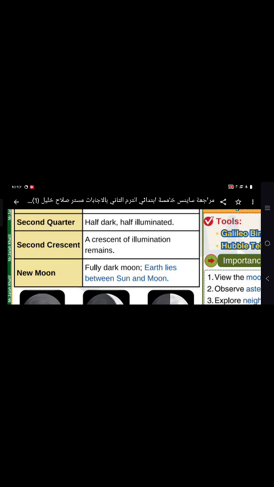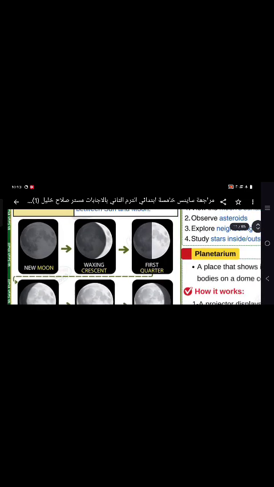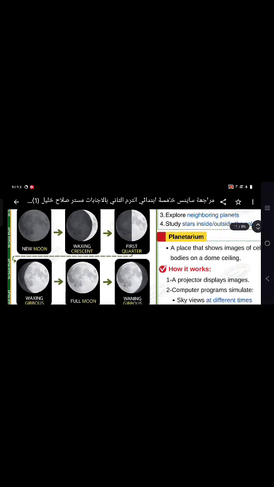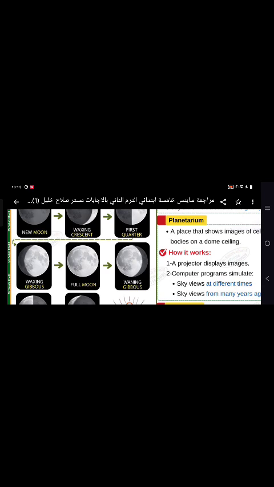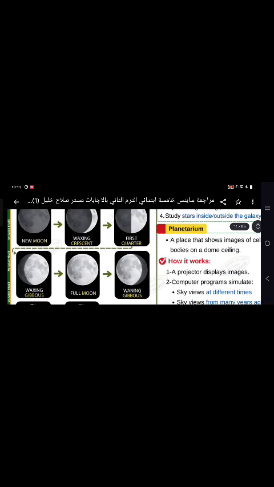In the new moon phase, the Earth lies between the sun and the moon, and it can be asked in the form of a complete question. And these are the pictures for the phases of the moon. Number one, new moon, then first crescent, first quarter, first gibbous, full moon, second gibbous, second quarter, second crescent, and finally the new moon again.